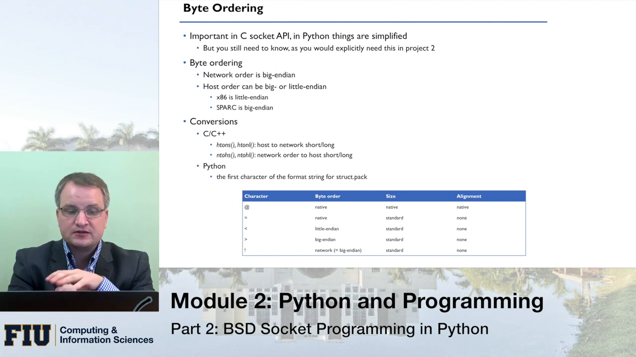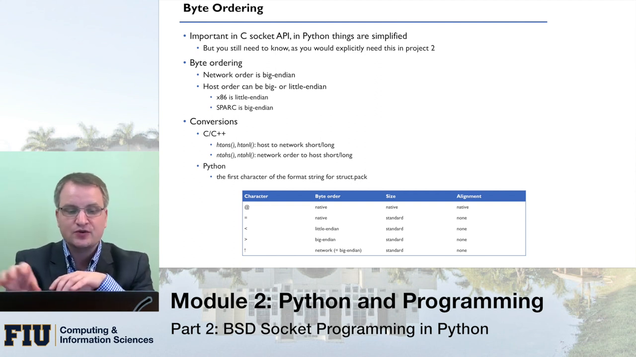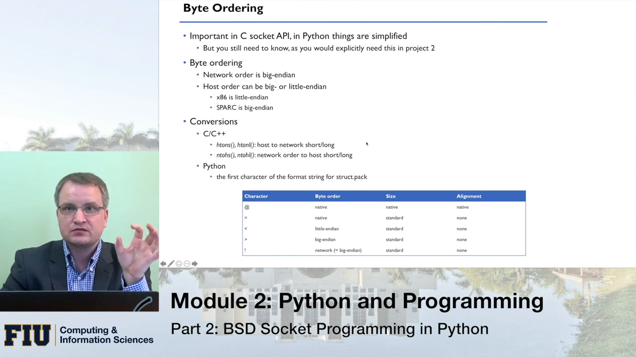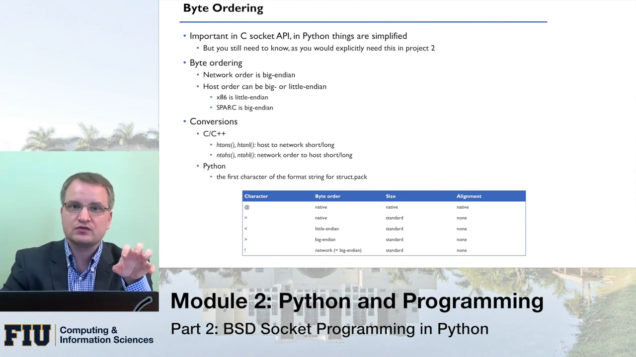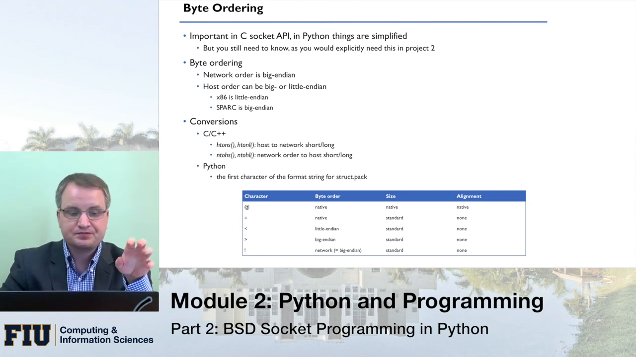For C, C++ API, I gave you just a reference. There are these helpers: host to network short, host to network long, network to host short, network to host long. So this is simply taking the host value and converting it to the network value. Sometimes it's the same, sometimes it's not the same. And the other set is doing the opposite operation.